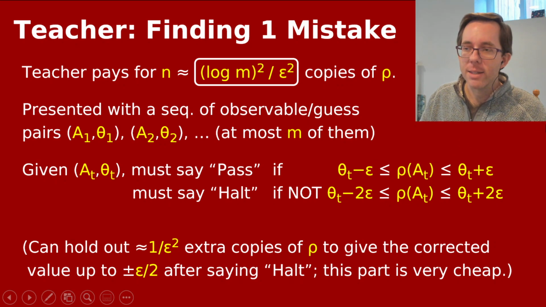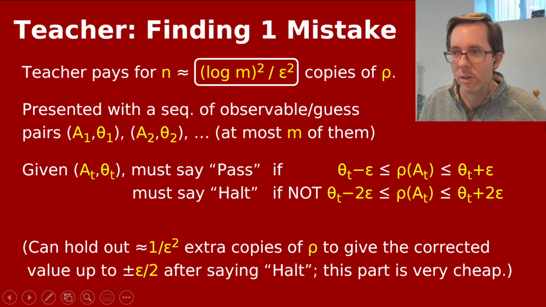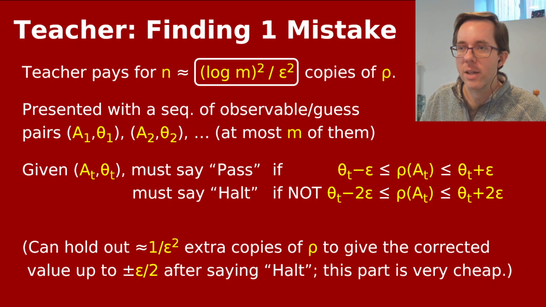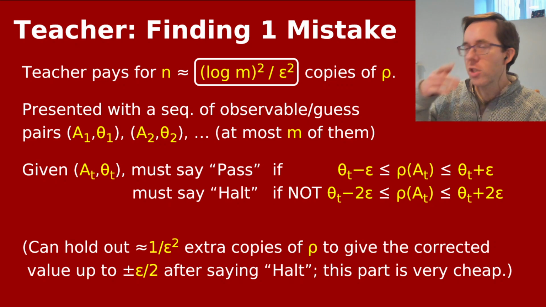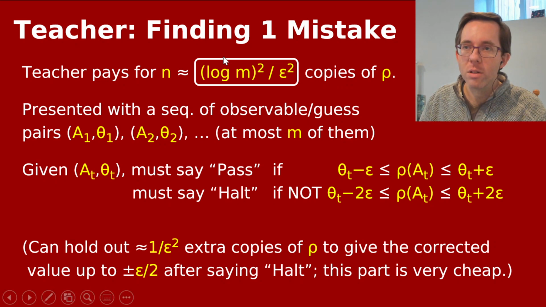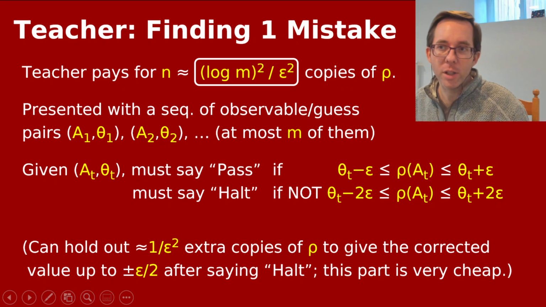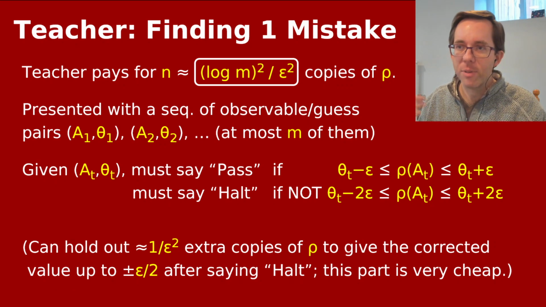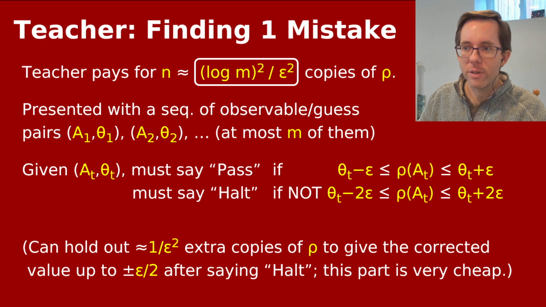You know, saying pass if the student's guess is close to the correct value, and saying halt if the student's guess is far from the correct value. Okay, and then if the teacher can solve this problem, they just have to do this over and over for each mistake. So if they're going to use log squared m over epsilon squared copies of rho for each mistake, and the student algorithm is only going to make log d over epsilon squared mistakes, as I said before, you multiply these together and get log squared m log d over epsilon to the 4th.